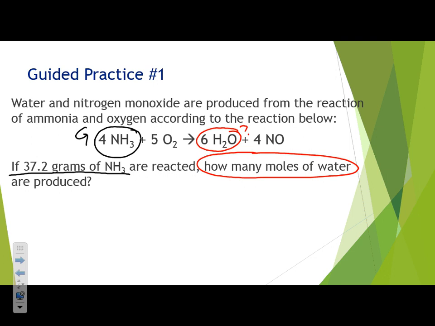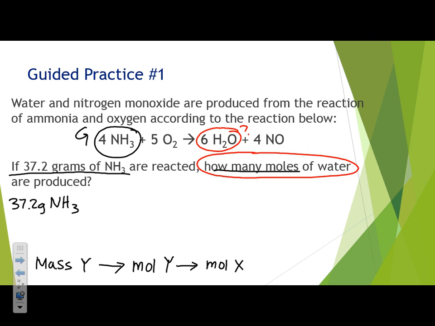So here, we're going to start with 37.2 grams of NH3. Now, in order for us to go from mass of this compound, Y, to our moles, we need to go through another step. We need to first go to moles of Y, followed by moles of X. So here, first, to get from mass to moles, we need to use our molar mass.